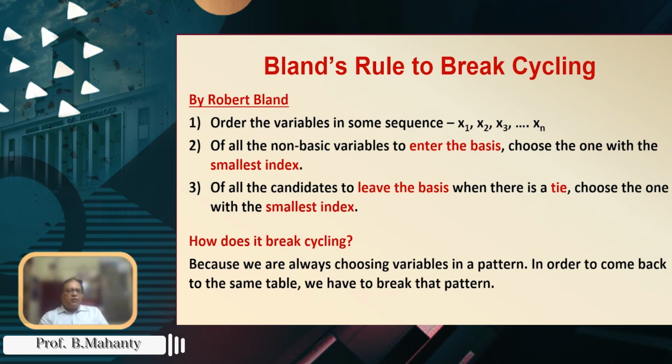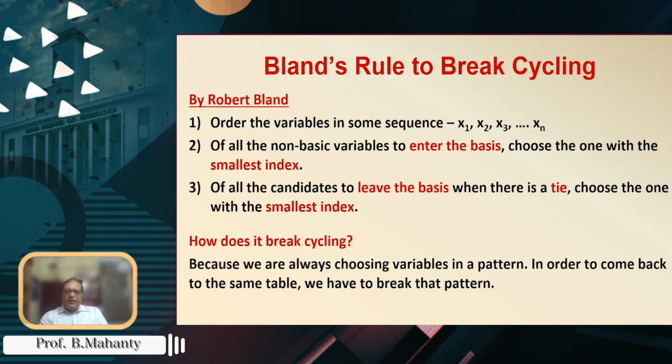Order the variables in some sequence, that is x1, x2, x3 to xn. Of all the non-basic variables to enter the basis, choose the one with the smallest index, that means leftmost. Of all the candidates to leave the basis, when there is a tie, choose the one with the smallest index. If you look at the variables, x1 has a smaller index than x2, so always choose x1 if there is a tie between x1 and x2. So that is Bland's rule, a very simple rule.